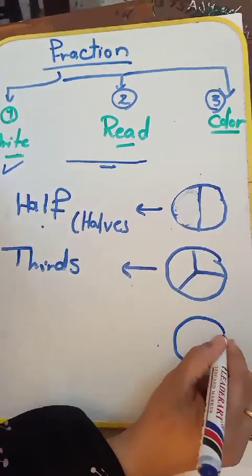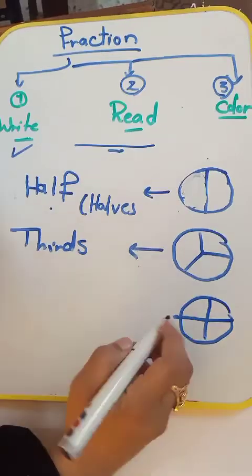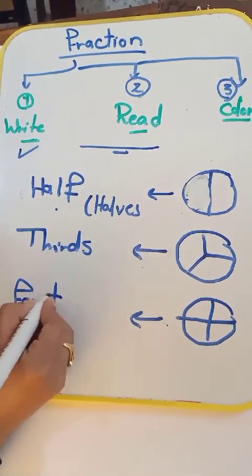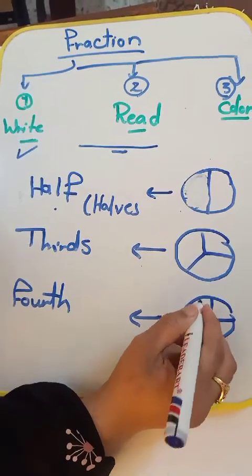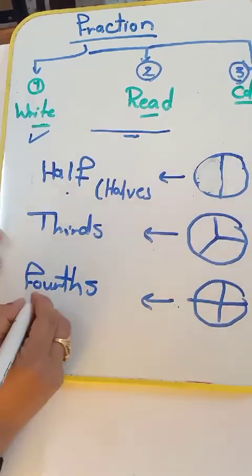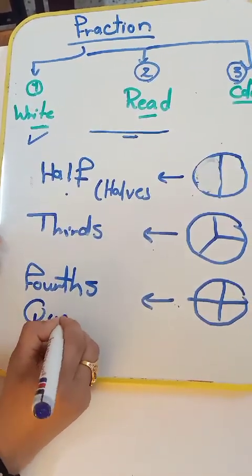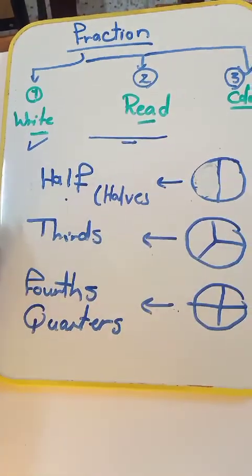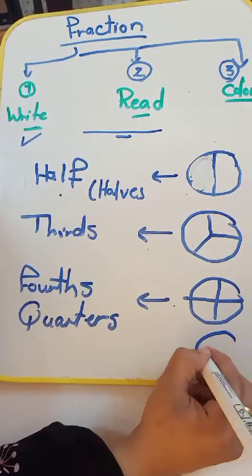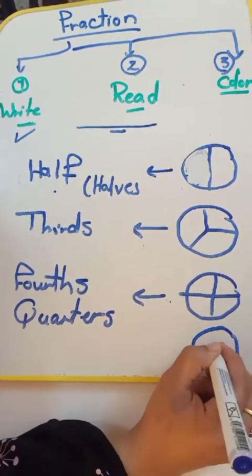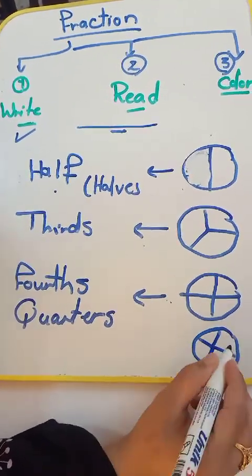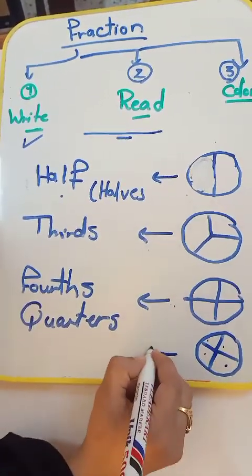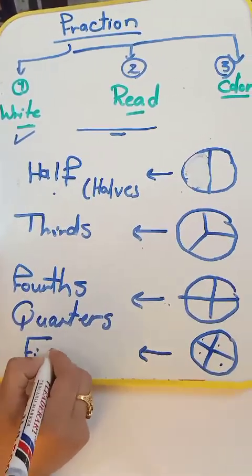This is a fourth. Does it mean we have one colored? No, so fourths or quarters. Okay, and 5 parts: 1, 2, 3, 4. We have here 1, 2, 3, 4, 5. So it's called fifths.